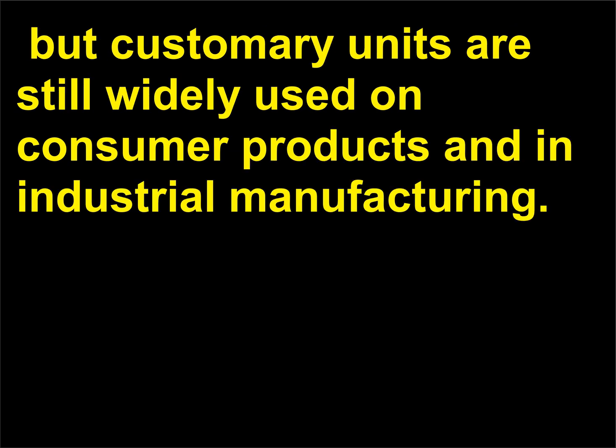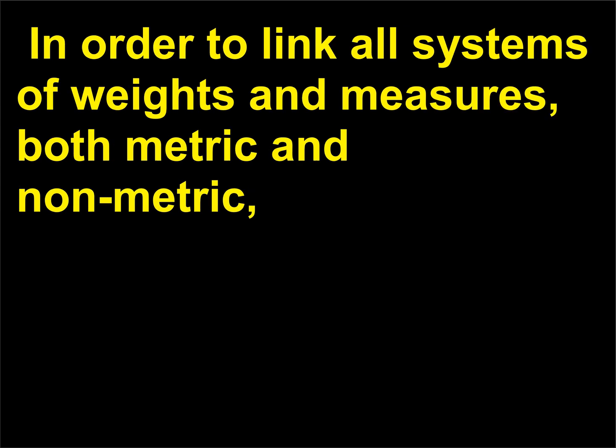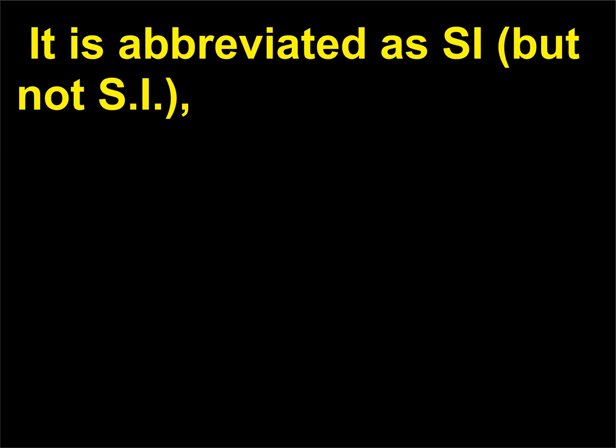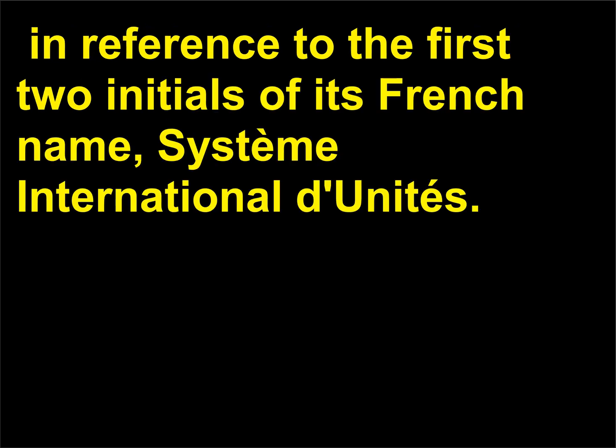But customary units are still widely used on consumer products and in industrial manufacturing. In order to link all systems of weights and measures, both metric and non-metric, there is a network of international agreements supporting what is known as the International System of Units. It is abbreviated as SI, but not S.I., in reference to the first two initials of its French name, Système International des Unités.